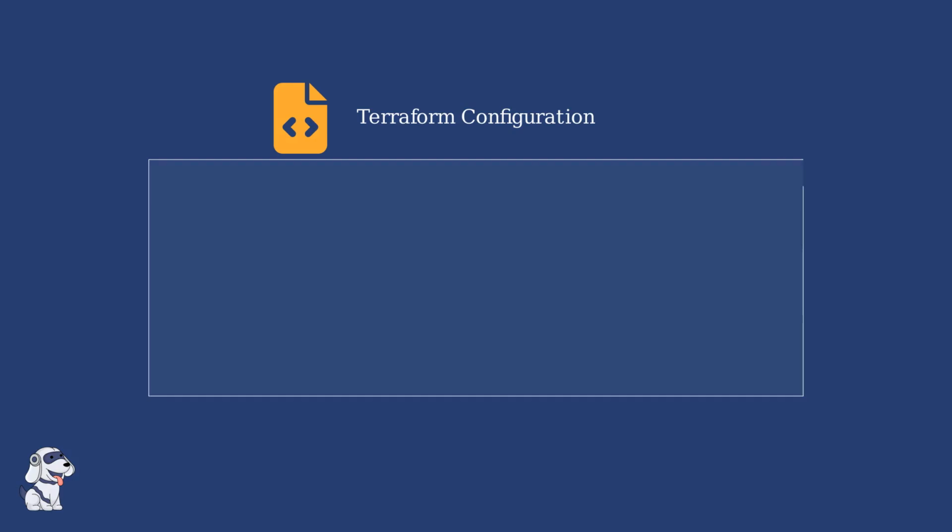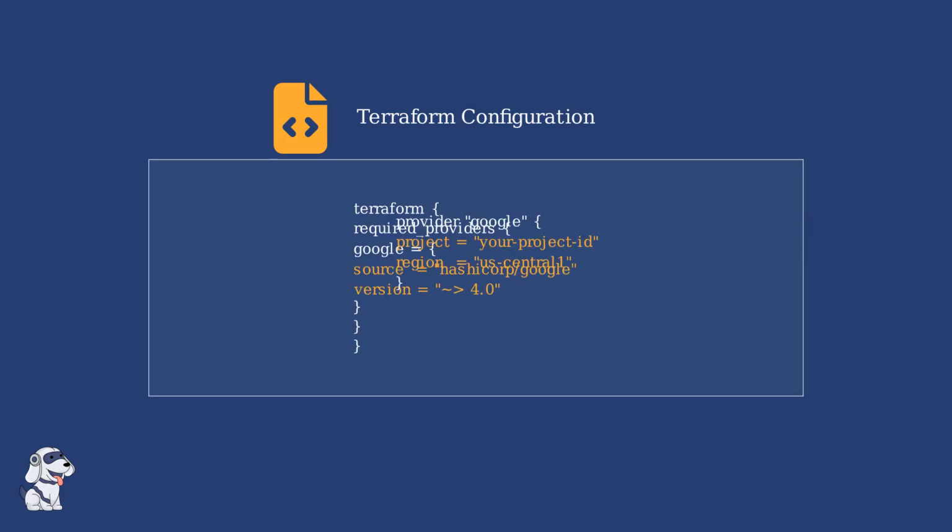Finally, create a basic Terraform configuration file that specifies the Google Cloud provider. This configuration establishes the connection between Terraform and your Google Cloud project, enabling infrastructure management.